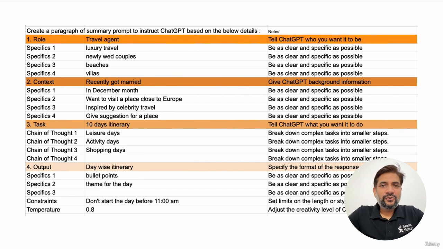Similarly, for context, there are 4 specifics that I have added. You can add more to it. And for tasks, instead of having specifics, I have added chain of thought 1, chain of thought 2. So I am breaking down the task into smaller, more manageable and more understandable steps. If I am saying 10-day itinerary, I am breaking it down into leisure days, activity days, shopping days and so on. Next is the output, where I have specifics 1, 2, 3, how exactly I want the output to be. And with the output comes constraints, within what constraints do I want the outputs to be, and the temperature that I want to have.